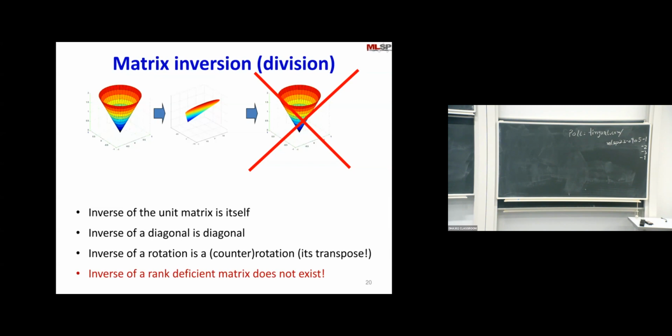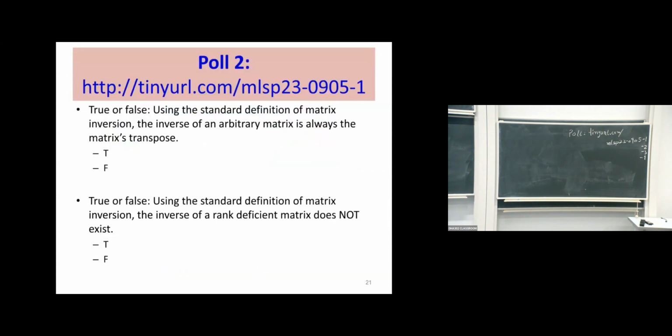So in sum, the inverse of the identity matrix is itself, the inverse of a diagonal matrix is diagonal, the inverse of a rotation matrix is going to be the transpose of the matrix itself, and rank deficient matrices don't have inverses. So far so good. This is the boring stuff anyway.